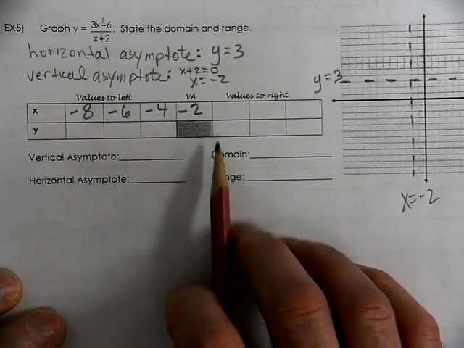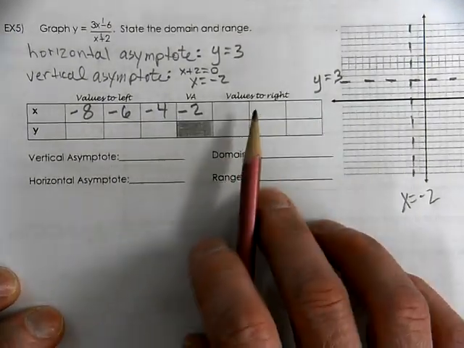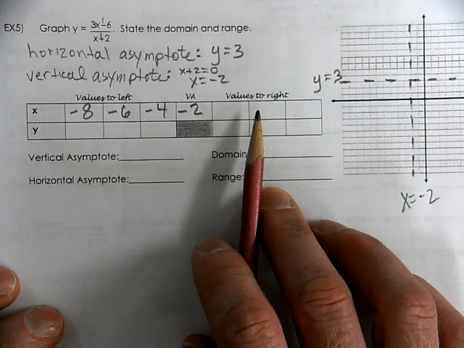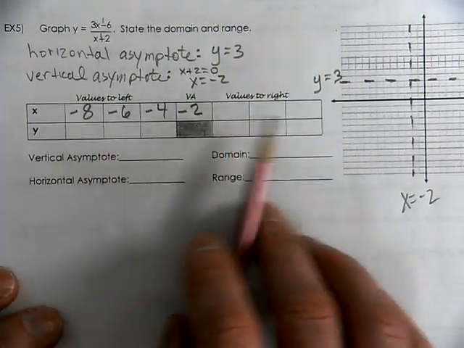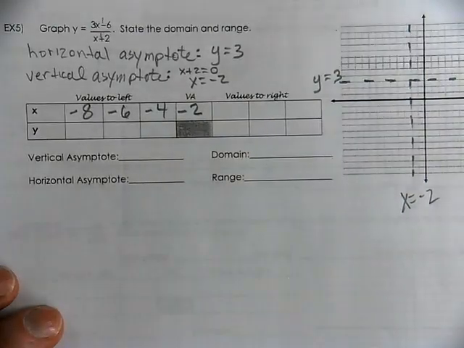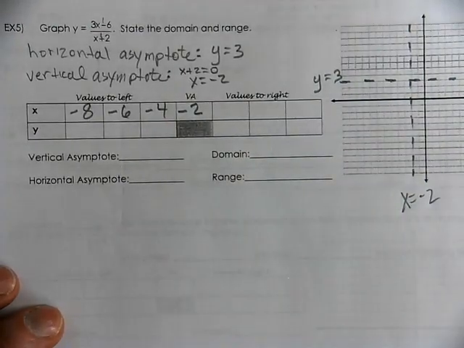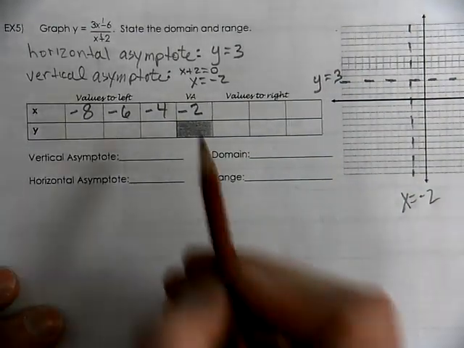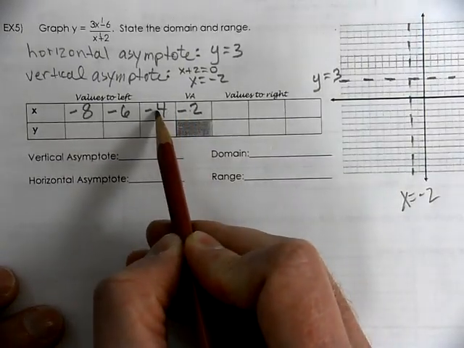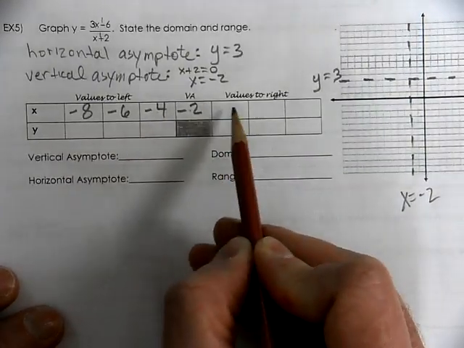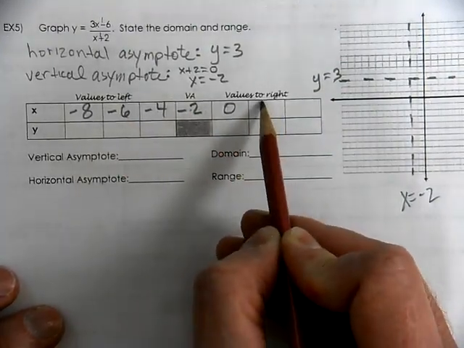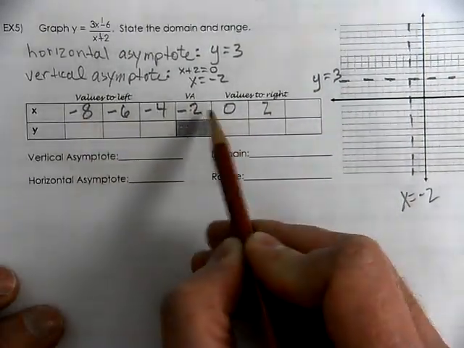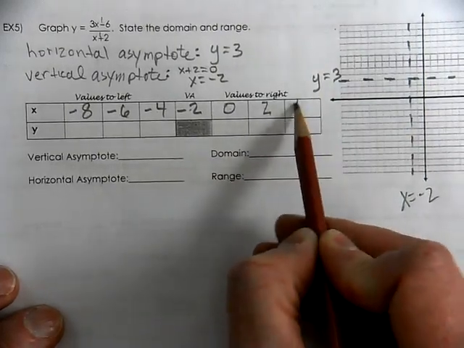So that means going to the right, what numbers are we going to use? Yesterday, we would have copied those, but as positives. That's because the vertical asymptote was at 0. We did a distance of 2. So a distance of 2 would take us to 0. A distance of 4 would take us to 2. Right? So we're counting by 2's going to the right.